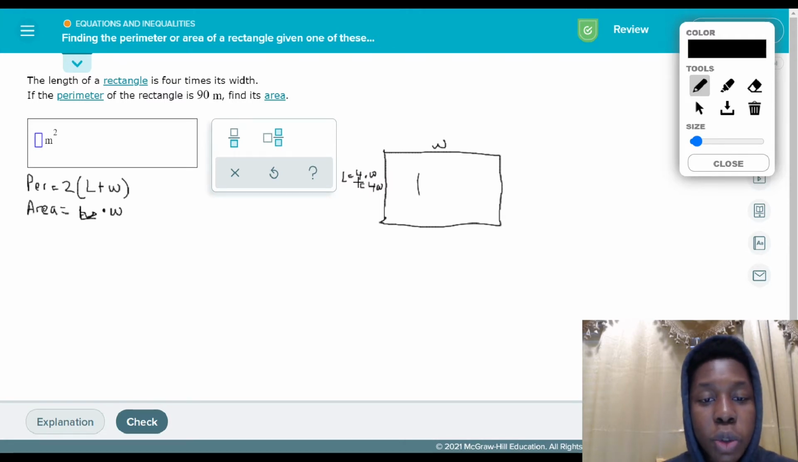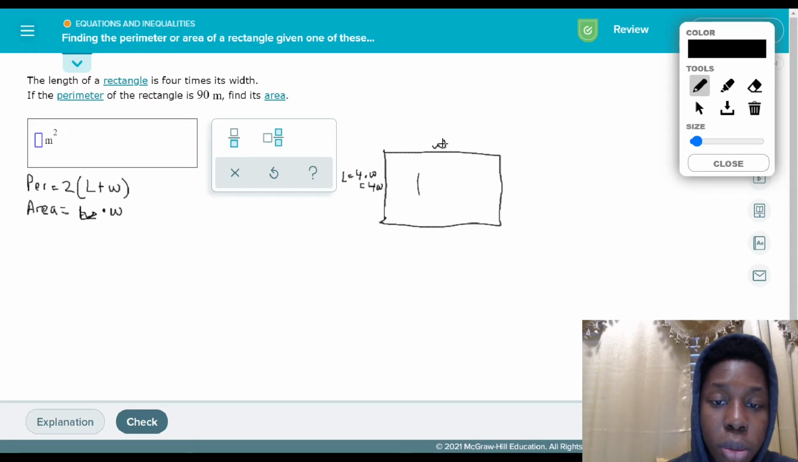So we multiply the 4 times the w, because we know the length is 4 times the width. The width is w, so we set w as the width, and the length is L in this case. So 4 times w gives us 4w. That means the length equals 4w, because we know the length equals 4 times the width.